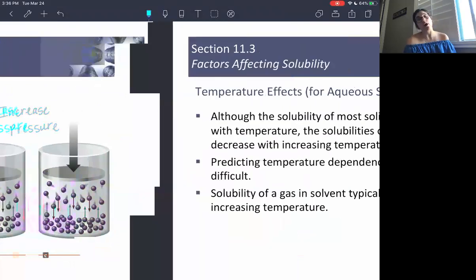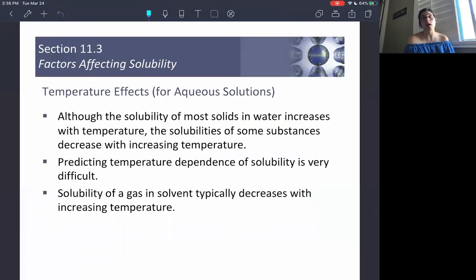Now, temperature also has an effect on solubility. Specifically, this slide is referring to aqueous solutions. I've used the word aqueous before with you guys, maybe once or twice. If you had me in honors chem before this, you've definitely heard it before. Aqueous solution is referring to solutions in water. That's what aqueous is referring to, like aqua.